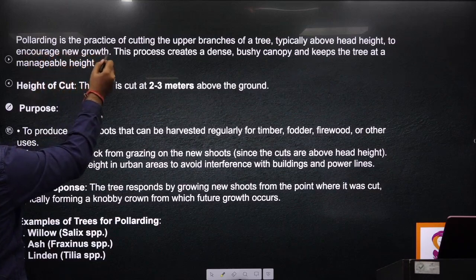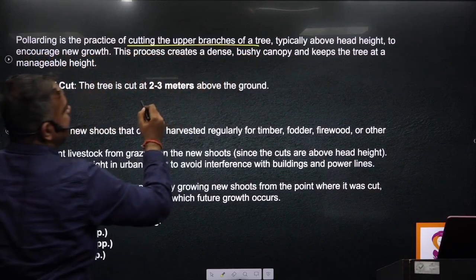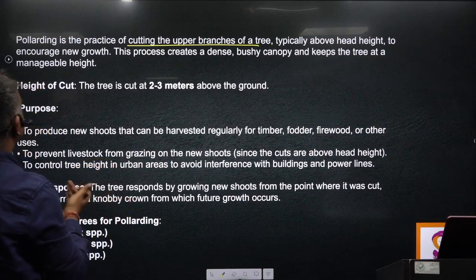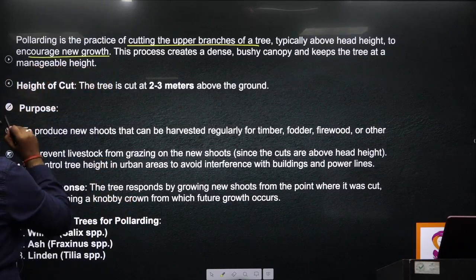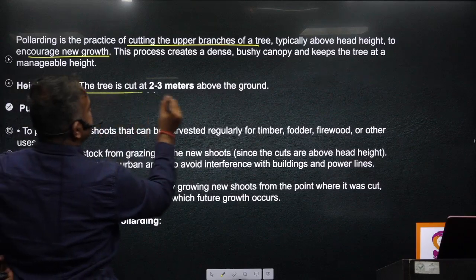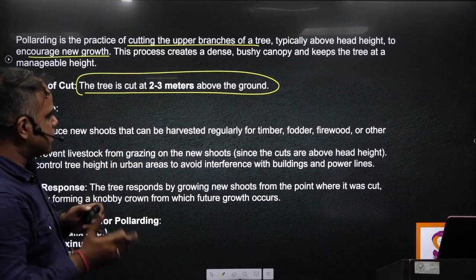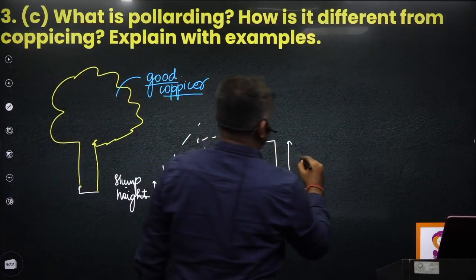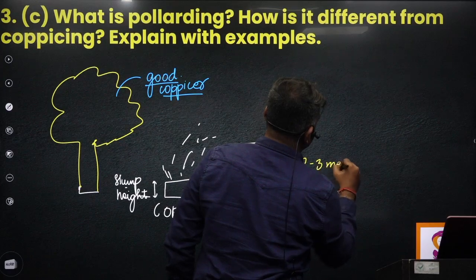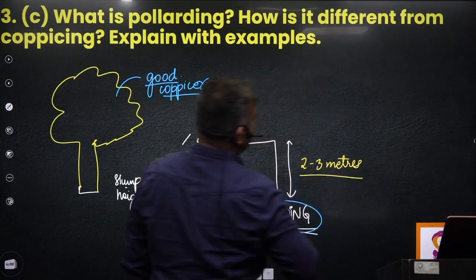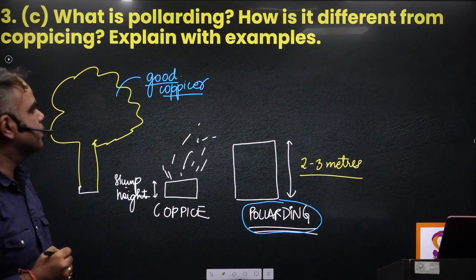So pollarding is the practice of cutting the upper branches of a tree, typically above the head height, to encourage new growth. And the tree is cut 2 to 3 meters above the ground. Okay, so this is where the main difference lies. This is around 2 to 3 meters above the ground, in case of pollarding.